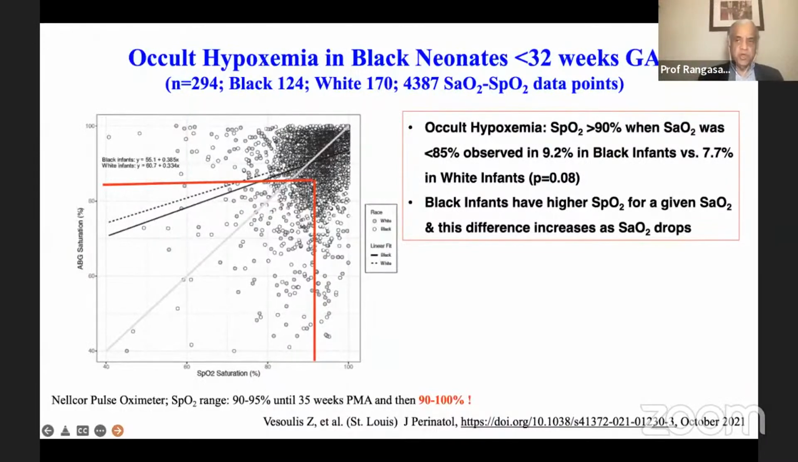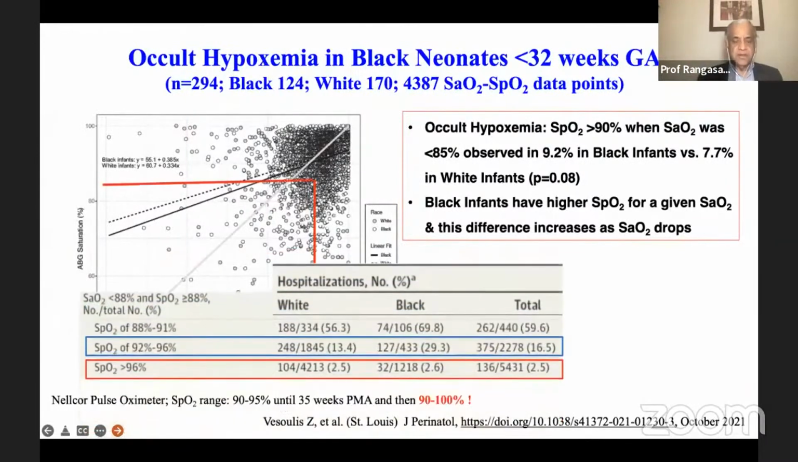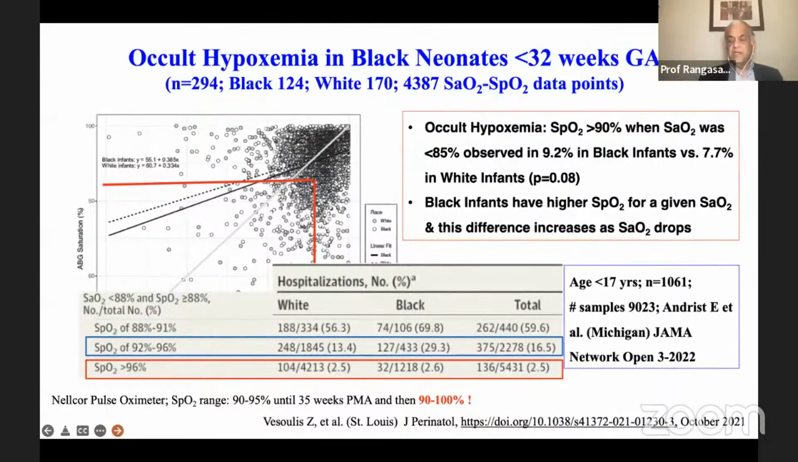Not only in newborn preterm babies, this has been shown in older children too. Dr. Satyan gave me this paper, and you can see these are children less than 17 years old, 1,000 children, nearly 9,000 paired samples from Michigan, published in JAMA Network Open in March of this year. They showed that when the arterial blood gas saturation was less than 88, while the SpO2 was reading 92 to 96, it happened in 13.4% of white children compared to 20% of Black children, almost double.